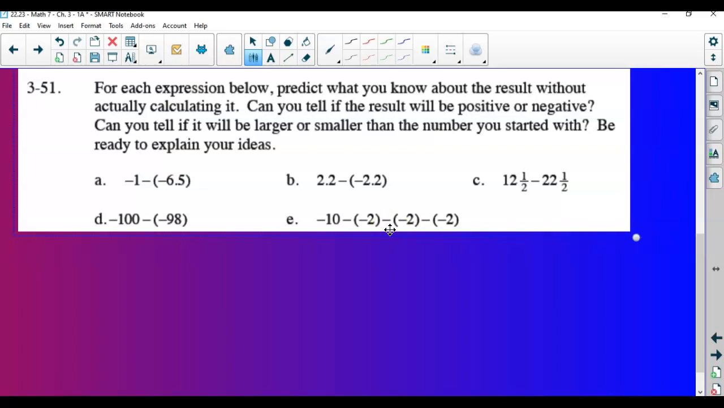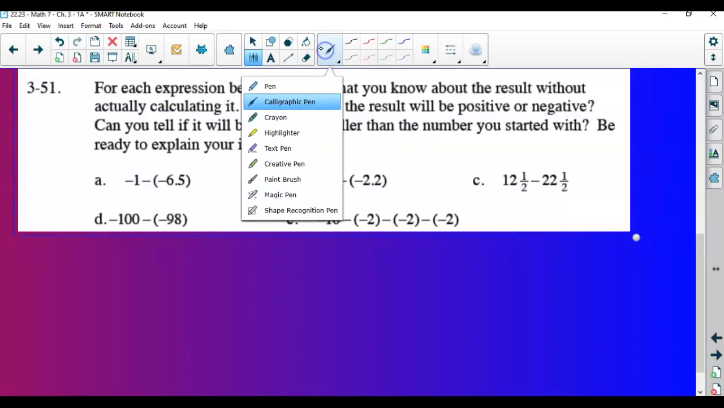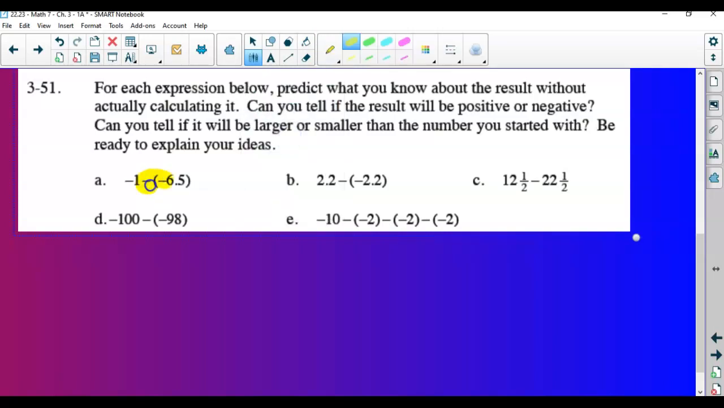So, yeah. 51, though, I want you and your partner to dive into. This is very similar to what we just did. Very similar. But E looks a scotch different. E looks a tiny bit different.